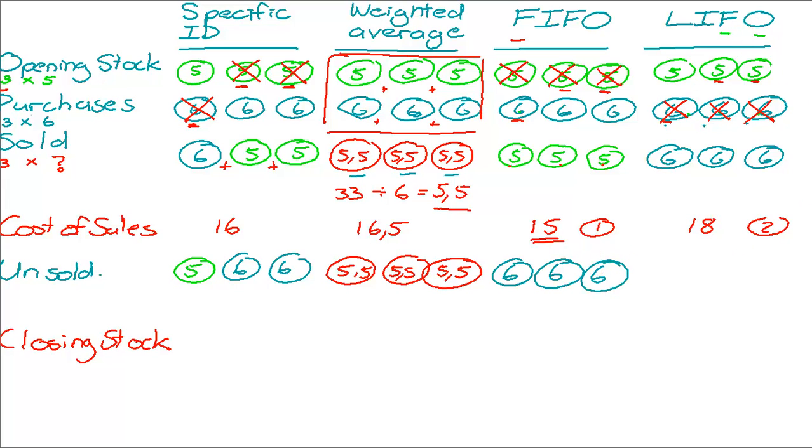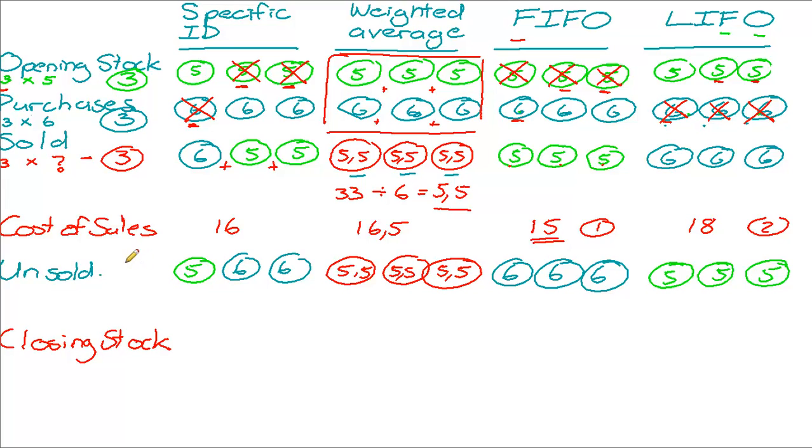And under Lifo, the ones left is the ones valued at 5 Rand. Just to quickly check this, we started off with 3 opening pies, then we purchased another 3 pies, then we sold 3 pies, so minus 3. So we've got 3 plus 3 minus 3, which is going to give me my unsold inventory, which is 3 plus 3 is 6, minus 3 is 3 again.